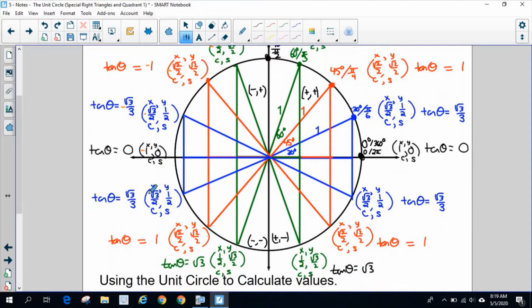So down here, both of them are negative. Okay, so both sine and cosine are negative. And the tangent values are positive. Now, why are they positive? Because it's y divided by x.